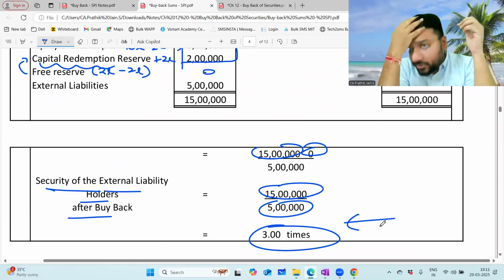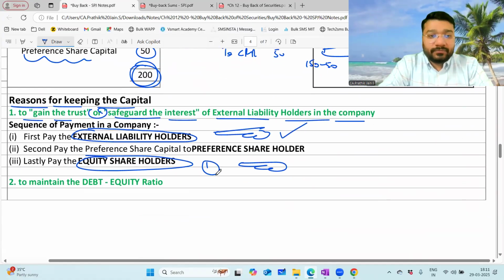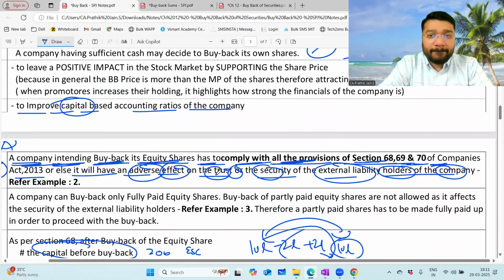Logic understood or not understood? Online people, logic understood or not understood? Yes, sir.